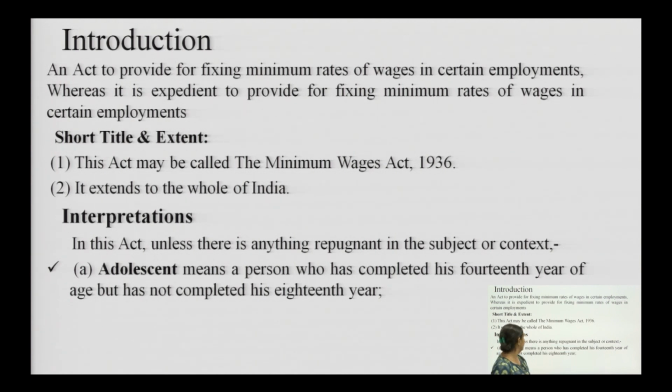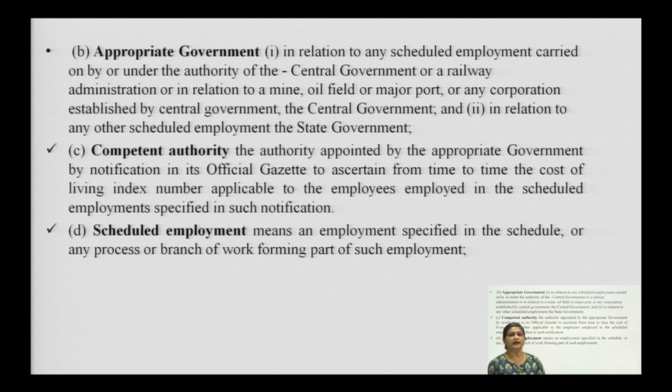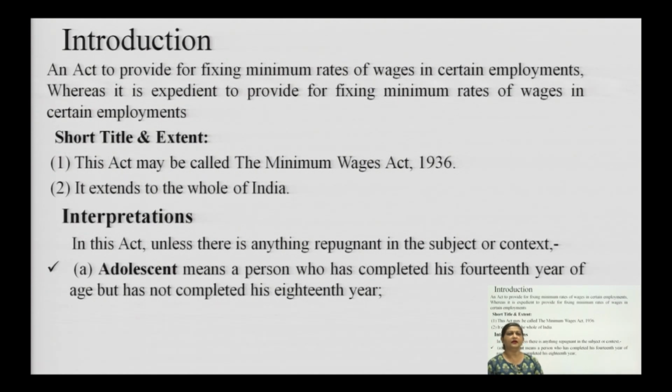Now, we will discuss various interpretations used in the act. First of all, adolescent. Adolescent means a person who has completed his 14th year of age, but has not completed his 18th year of age. Adolescents are included in this act as the minimum age for working in India is 14 years. So, adolescents are included in the Minimum Wages Act.